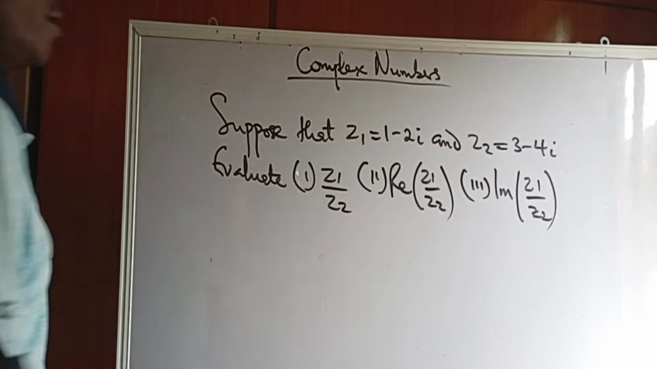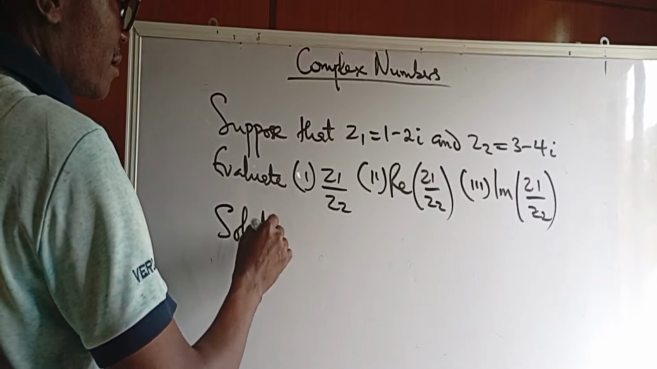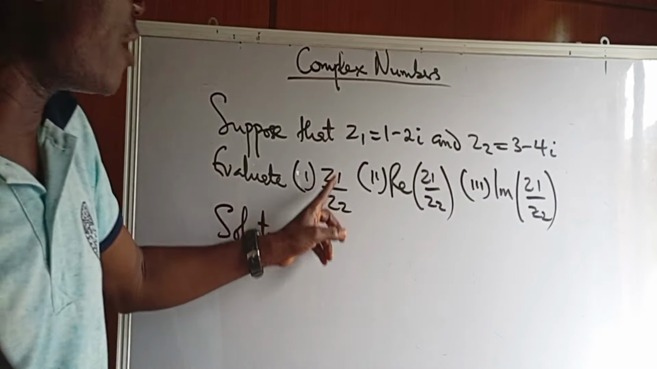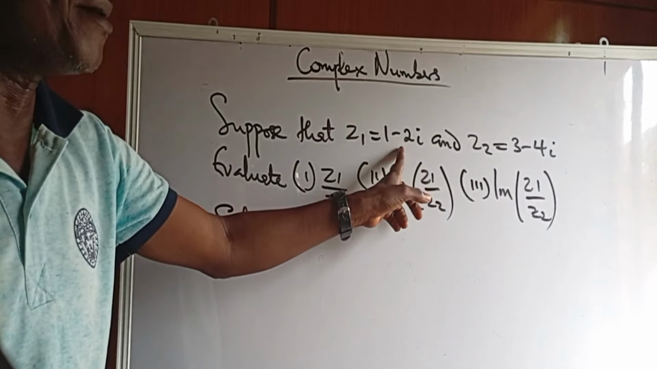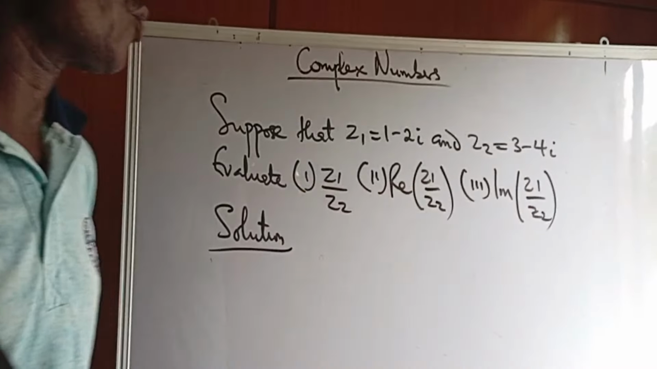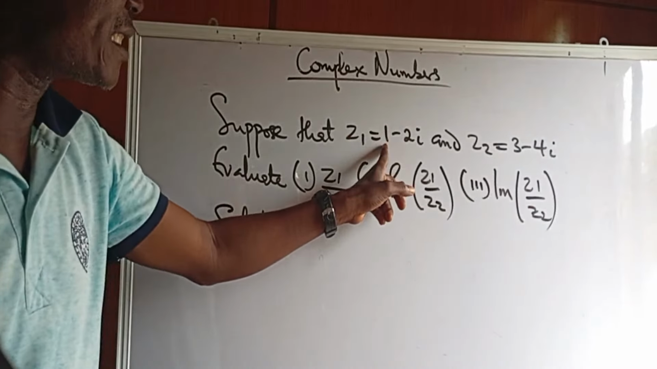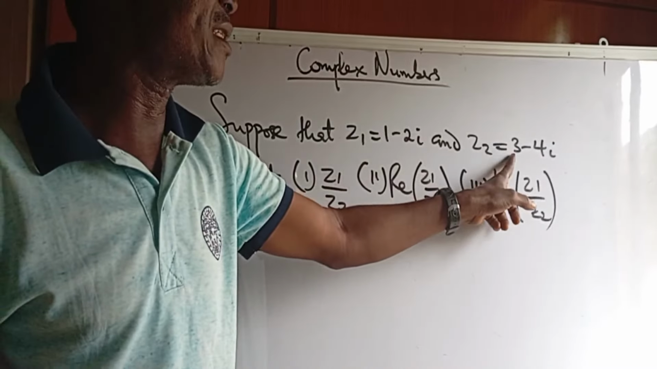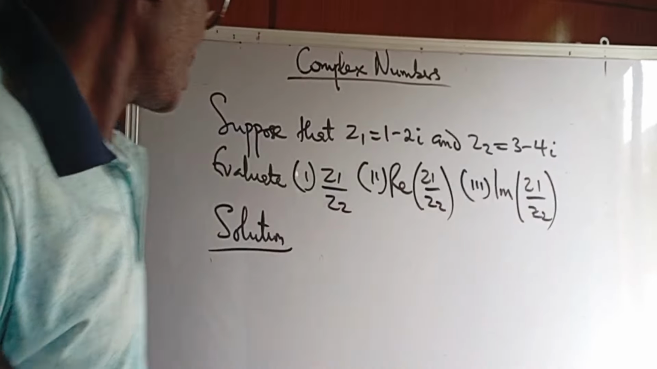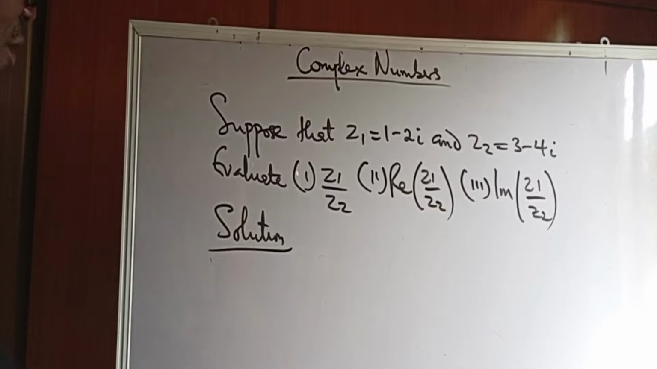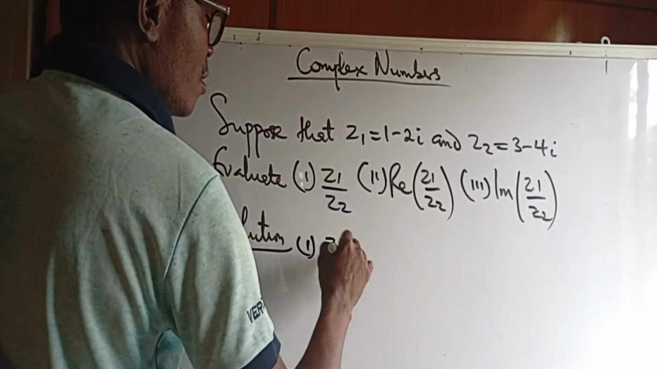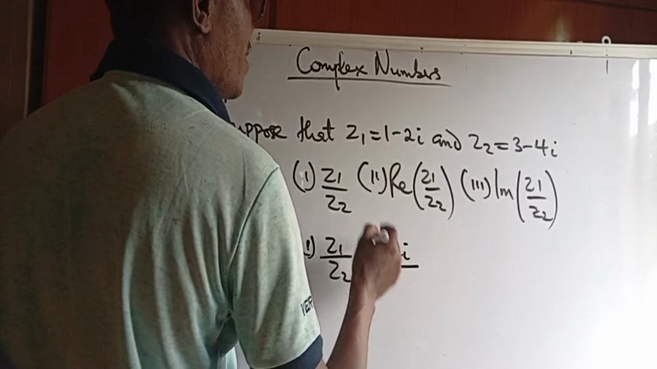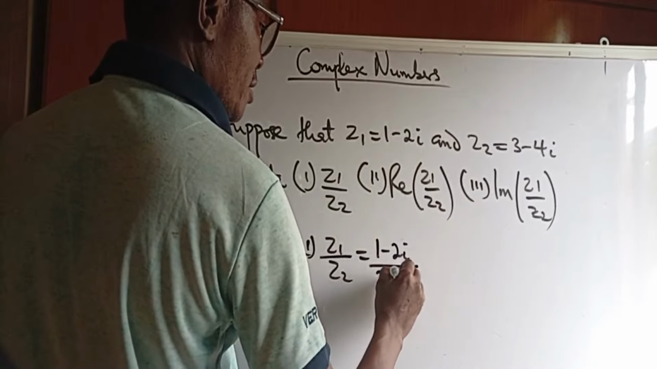Now, let's solve this. We are asked to evaluate Z1 over Z2. Note, Z1 is a complex number, and Z2 is a complex number as well. For Z1, the real part is 1, while the imaginary part is -2. For Z2, the real part is 3, while the imaginary part is -4. Now we have to find Z1 over Z2. So Z1 over Z2 will be 1 minus 2i all over 3 minus 4i.